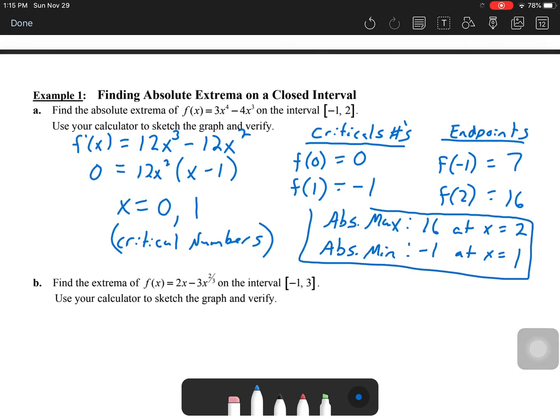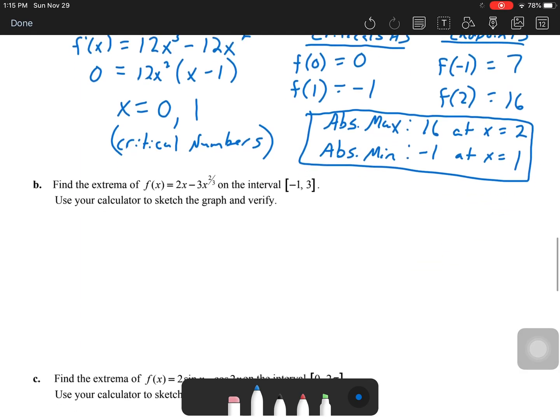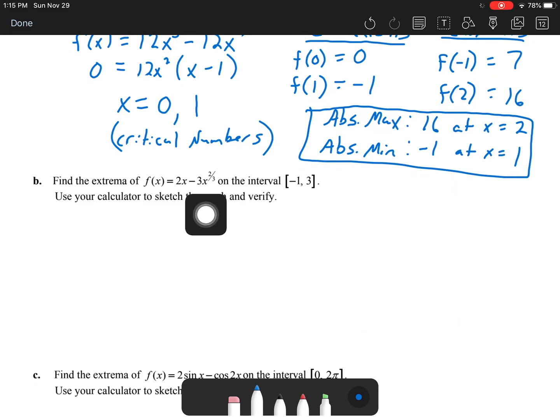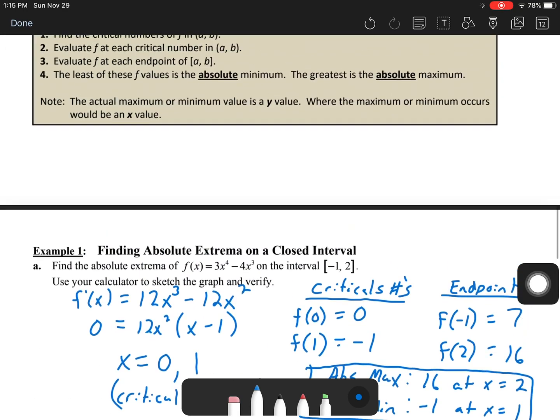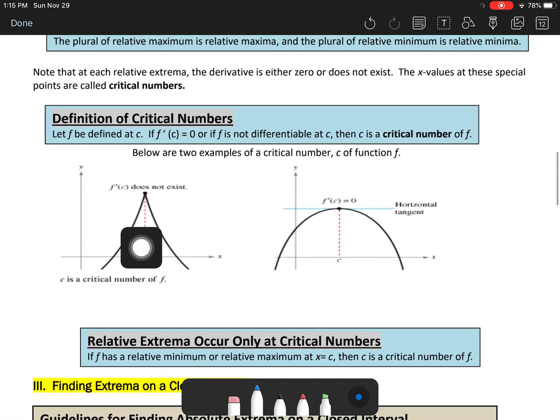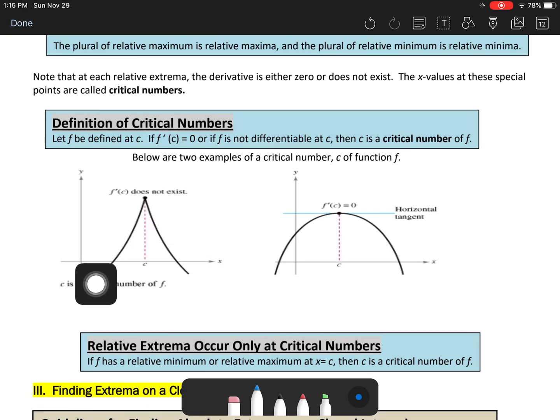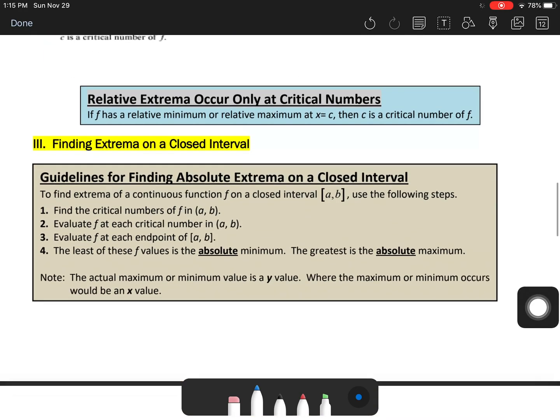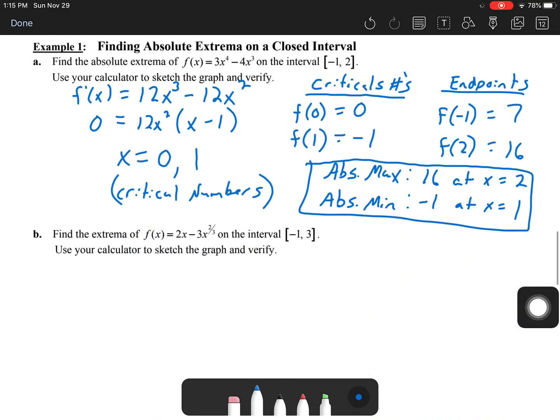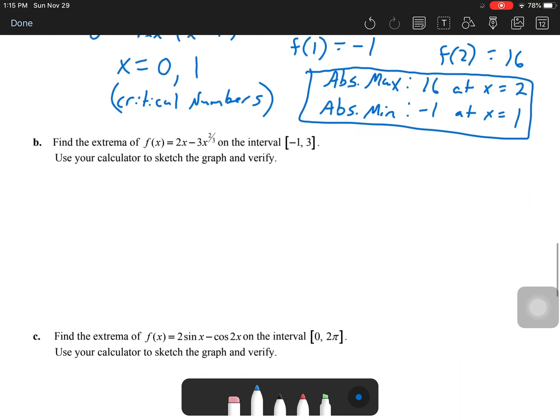Okay, so let's look at some other types of functions here. Here's kind of the giveaway: when you see something like x to the 2/3 power, that's the kind of function that generates a graph that looks something like this. We'll see it when we do the derivative, but when you see something like that, they're trying to give an example of a critical number where the derivative is undefined somewhere.